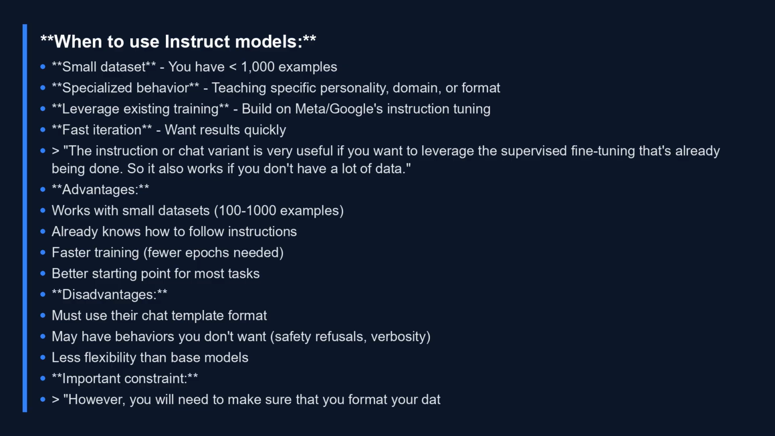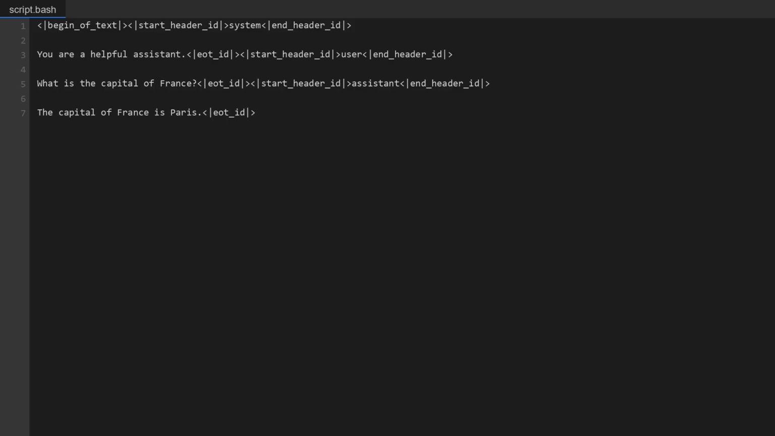You can't invent your own. Instruct models were trained on a specific conversation format, and deviating from it will degrade performance. The good news is Unsloth handles this automatically, but you need to understand why the constraint exists before you can appreciate the solution. Here's what the Llama 3.1 chat template actually looks like.